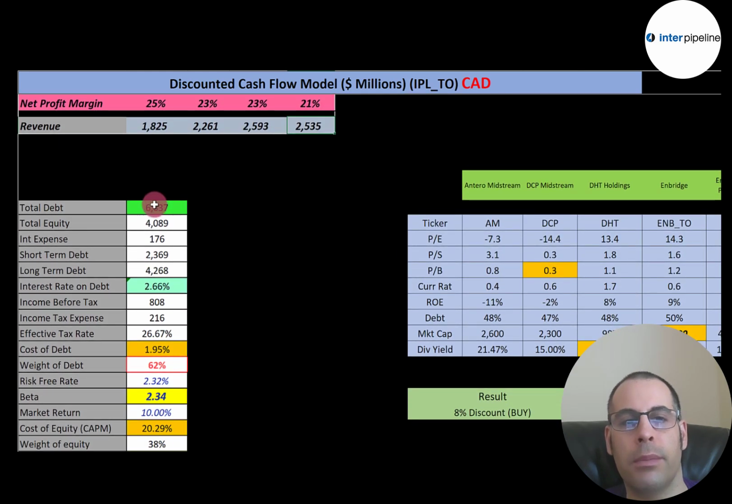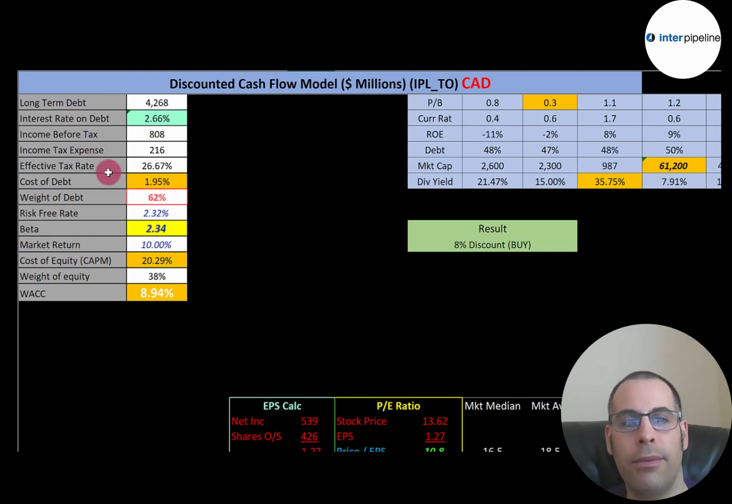They have $6.6 billion of debt. They pay 2.66% interest on their debt. Cost of debt is 1.95%. And they have 62% debt in their capital structure, which means they have 38% equity. Cost of equity is 20.29%, and we need the beta to figure that out. And they have a pretty high beta, 2.34.